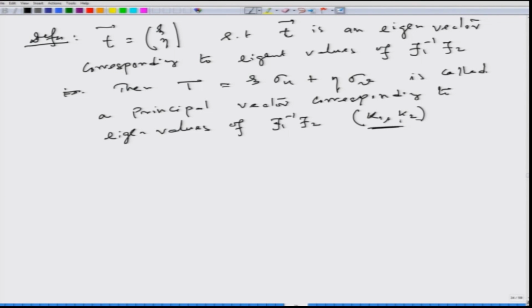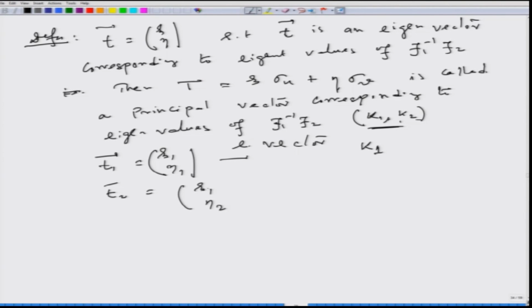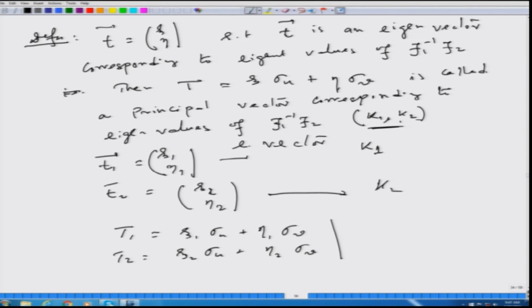So what I mean here is that I will have two vectors: T1, which is (xi_1, eta_1), an eigenvector corresponding to the eigenvalue k1, and similarly T2, (xi_2, eta_2), an eigenvector corresponding to k2. So I will have two principal vectors, T1 and T2. These two will be called the principal vectors. Okay. We will continue in the next lecture.